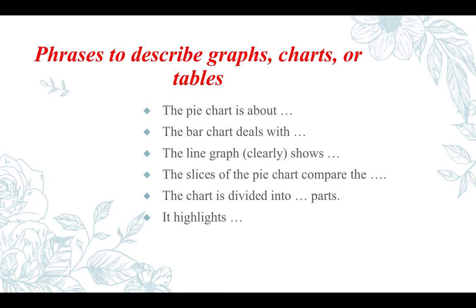Okay, some of the phrases that you might want to use when you describe your chart, your data, or your table is firstly knowing different types of visual information that you guys are using. So just now we have covered different visual information. From that, you should be able to know what type of visual information it is. Only then are you able to say the pie chart is about, the bar chart deals with, the line graph shows, the slices of the pie chart compare the blah blah blah.